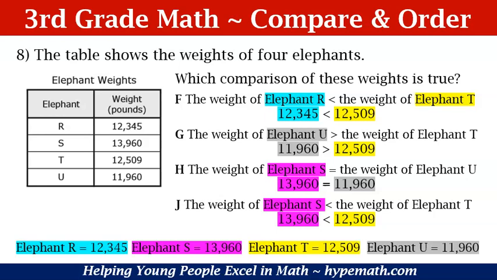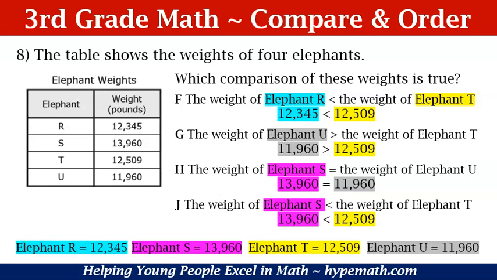So, in saying that, let's move to G. The weight of elephant U is greater than the weight of elephant T. Elephant U's weight is 11,960, is greater than 12,509. Is that correct? Is 11,960 greater than 12,509?